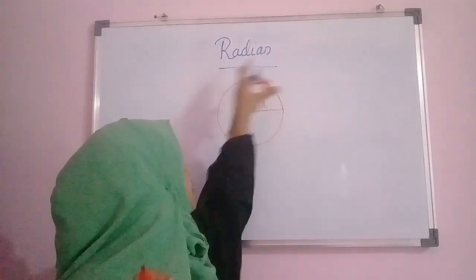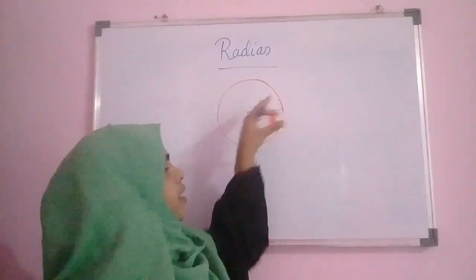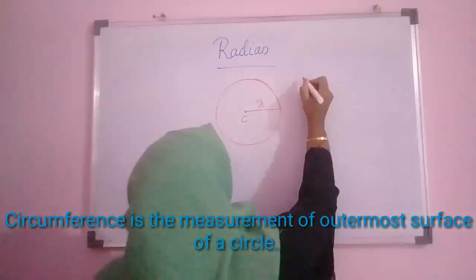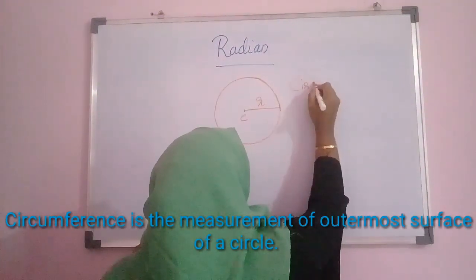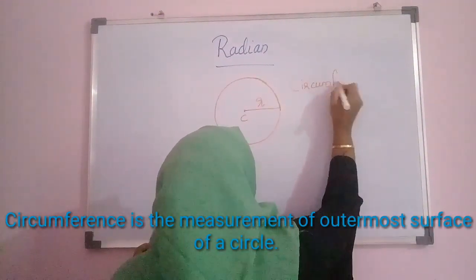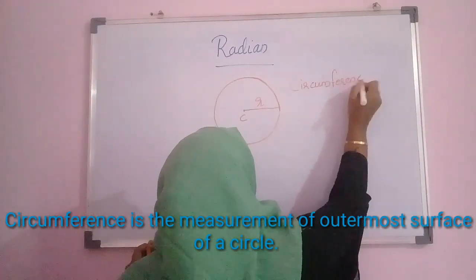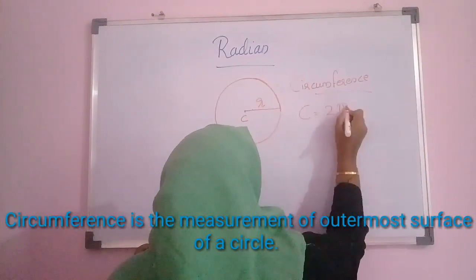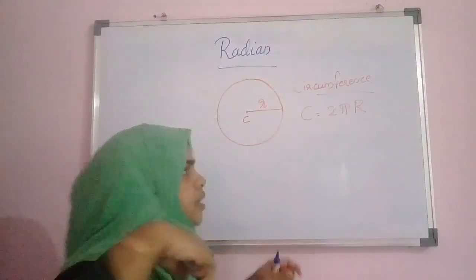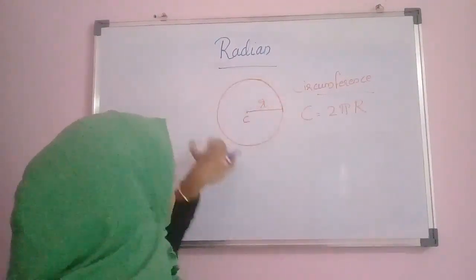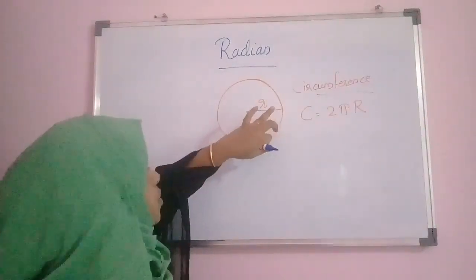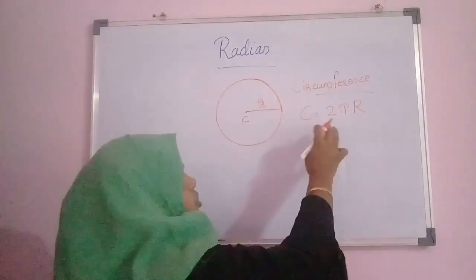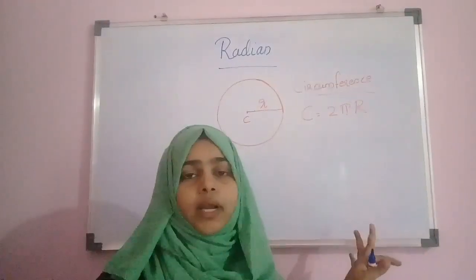Therefore, this is a circle with radius r and center c. For a circle, its circumference C is equal to 2 pi r, isn't it? The measure of one complete revolution, that is the measurement of the outermost surface of the circle, is 2 pi r. Then what is a radian?